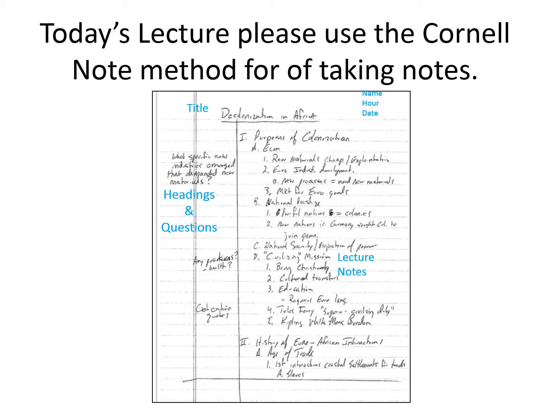On the very last page of your notes, down at the very bottom, you will want to write a summary of today's lecture. So in just a few sentences, sum up what today's lecture was about in your own words and paraphrase, okay? Well, let's get started.